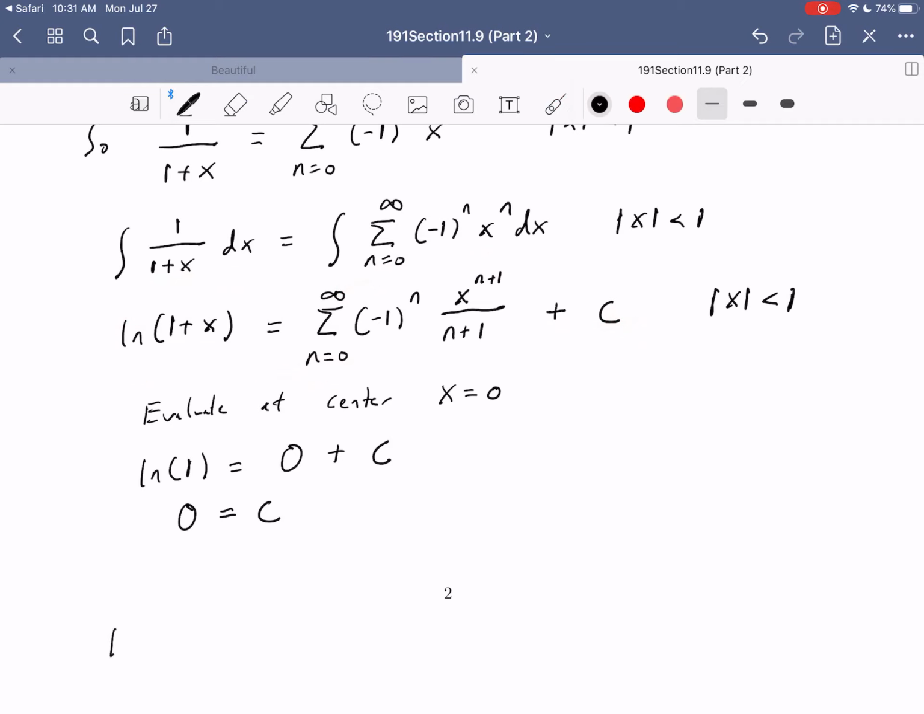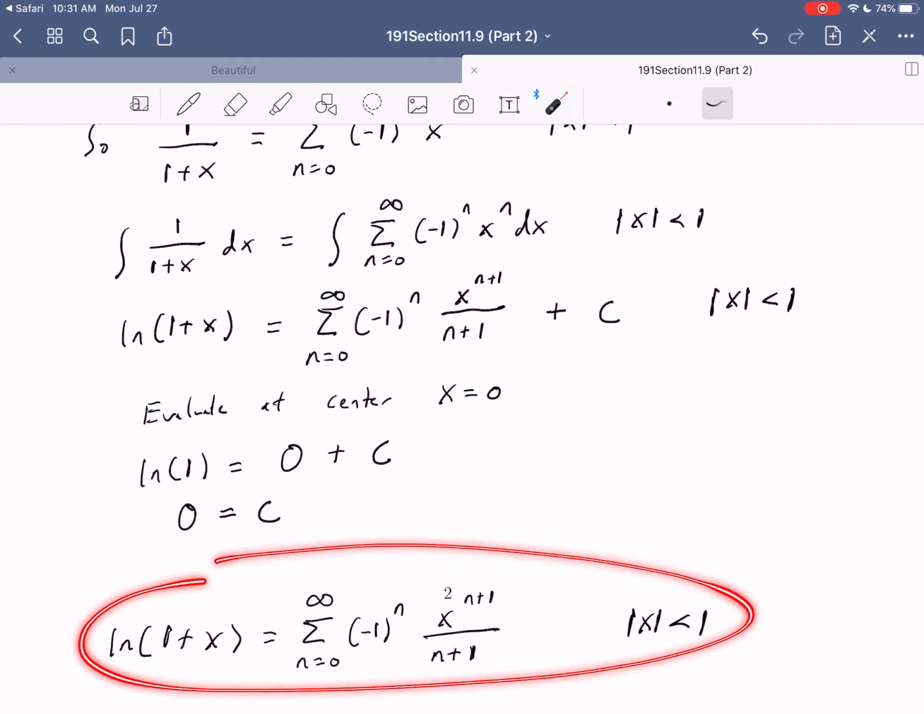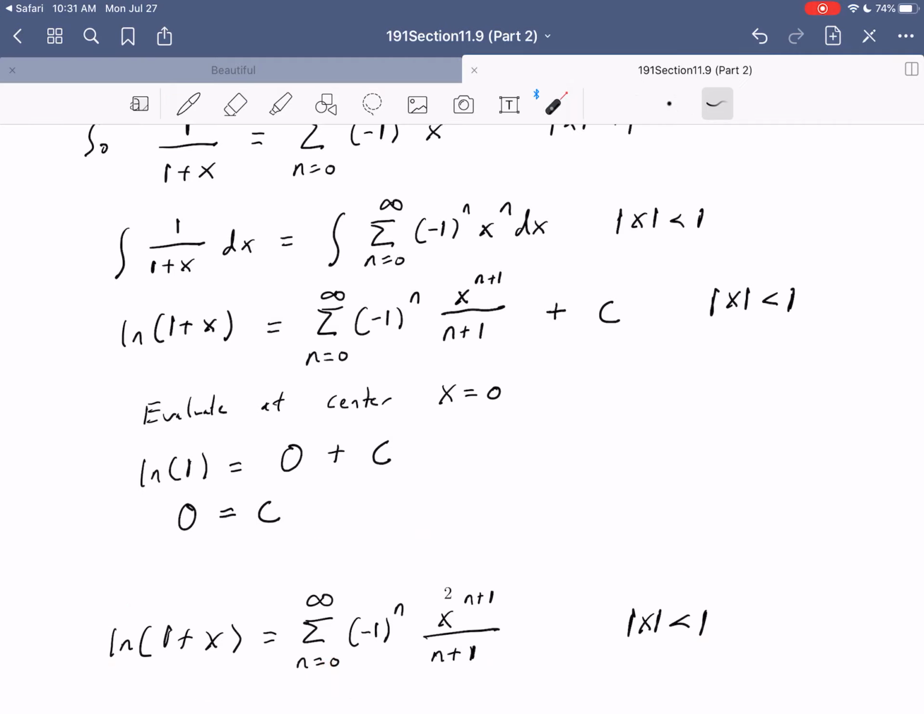Okay, so let's summarize and rewrite this without our plus c there. So we can say that ln(1 plus x) equals the sum from n equals 0 to infinity of (-1)^n x^(n+1) over n plus 1, as long as the absolute value of x is less than 1. So what we've just done there is we've built an infinite polynomial representation of a logarithmic function.